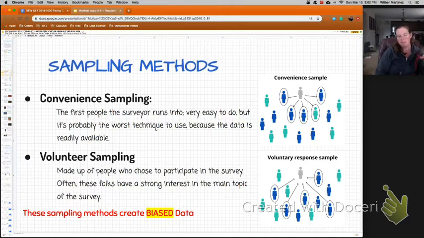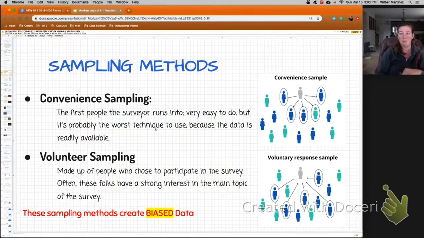Convenient sampling. So convenient sampling is actually a perfect little picture so you guys can see an image of convenient sampling. But let's pretend that this little gray person in the middle is the surveyor. And notice that he's only talking to the people that are closest to him. That's because it's convenient for him. Hence why it's called convenience sampling.